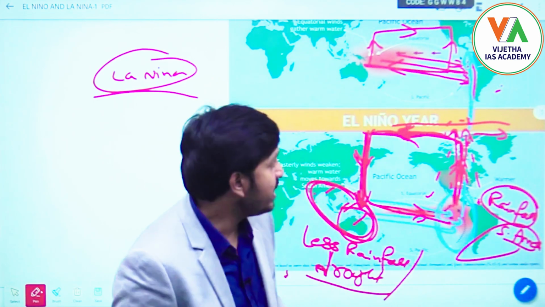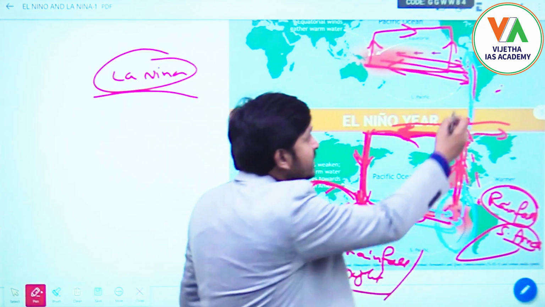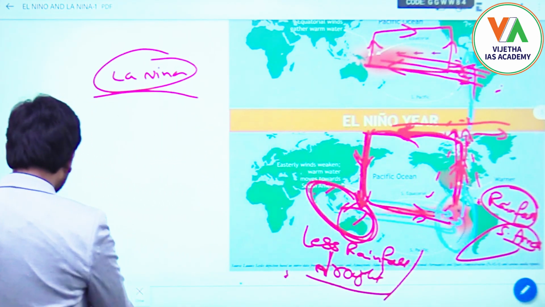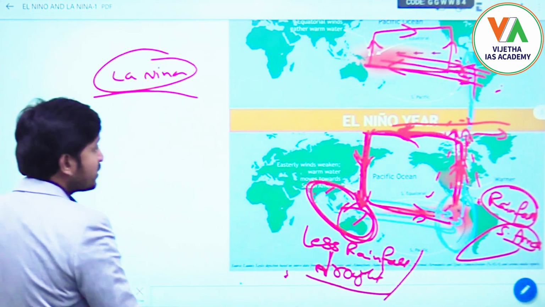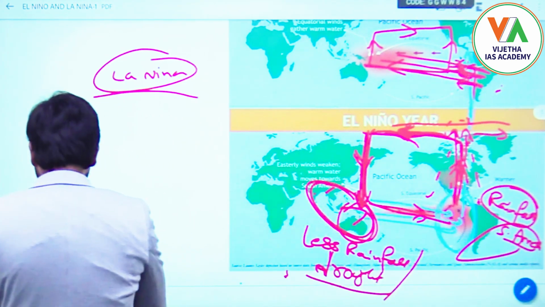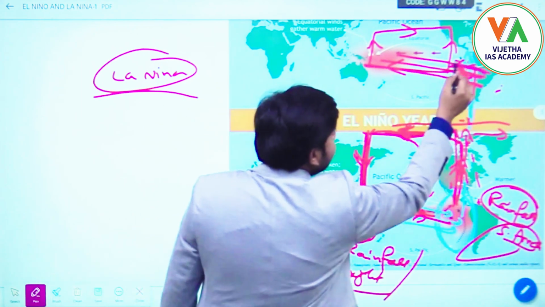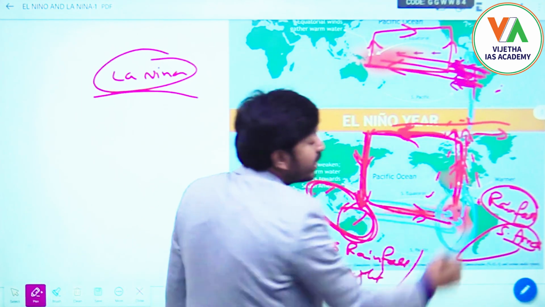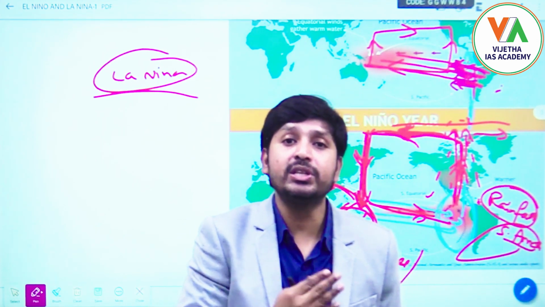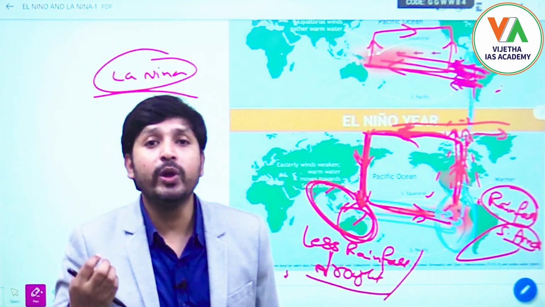Meaning, whatever winds were previously seen here, blowing away from the land towards the ocean, will now start moving at very high speed. A lot of winds will start moving from land towards the coast, and these winds will be blowing with very high speed.